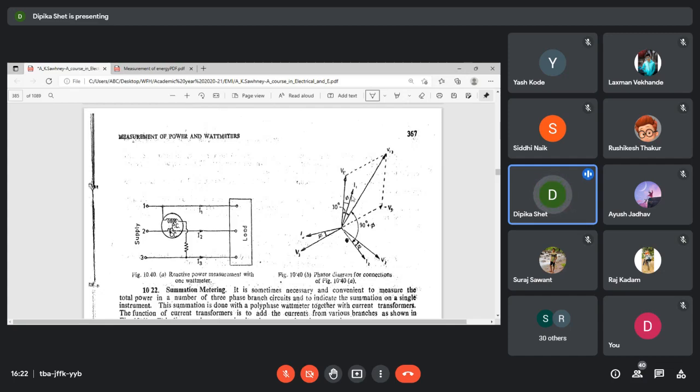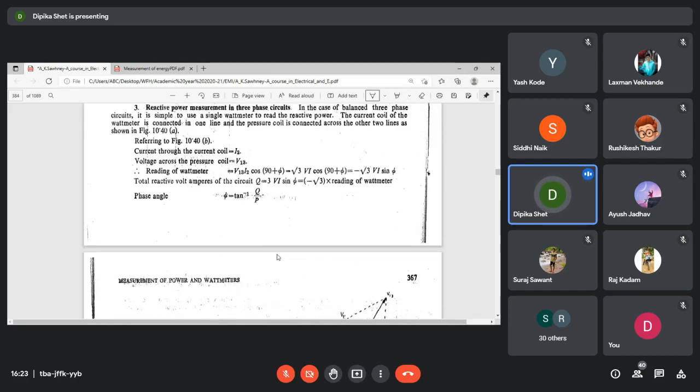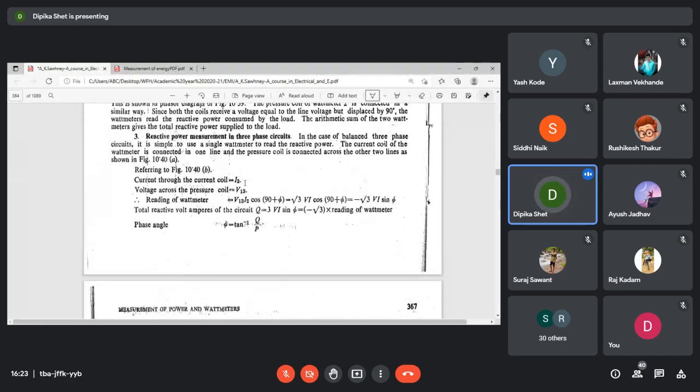The current I1 lags V1 by an angle of phi. But here V13 leads I1 by an angle of 30 degrees. Similarly in this case we can write the equation. The current through the current coil is I2, and the voltage across the pressure coil is V13. Therefore the reading of the wattmeter is V13 I2 cos of 90 plus phi.